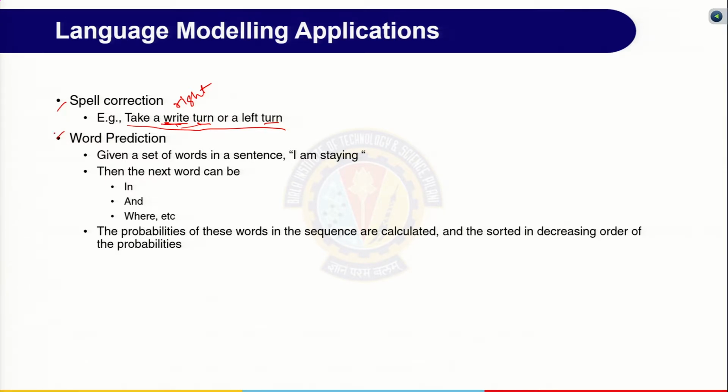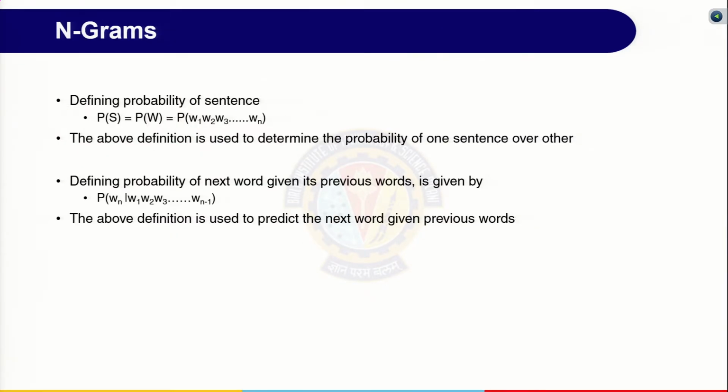We're going to study that in a minute, but the domain is called word prediction, where given a set of words in a sentence, we try to estimate what might be the next word. If you have given me a query like "I am staying", I might have the next probable words as "in", "and", "where", etc. The probabilities of these words in the sequence are calculated and sorted in decreasing order of the probabilities.